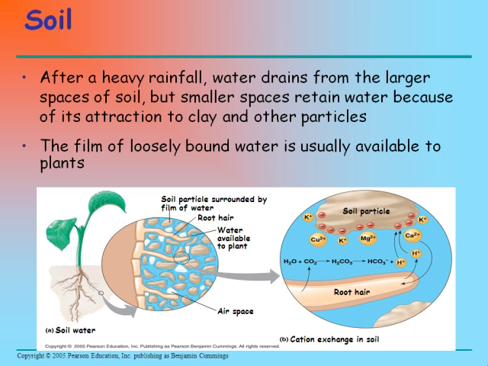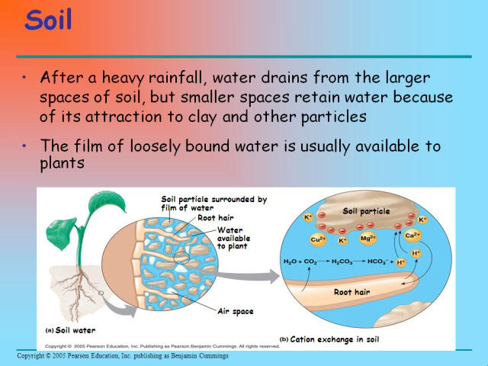These are air spaces. And here's the root hair, and going out of the root hair, carbon dioxide combines with the water here, making carbonic acid, which dissociates hydrogen, calcium, magnesium, potassium.